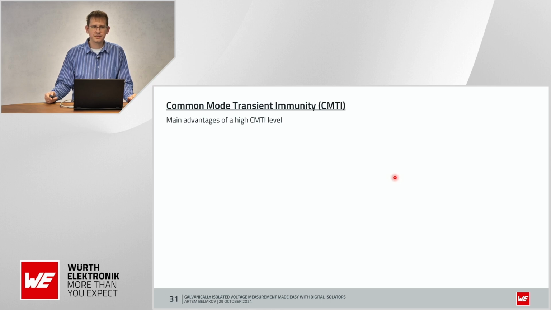Okay, and the last property, and I would say maybe one of the most important properties of digital isolators, is common mode transient immunity, or CMTI. This is a device's ability to withstand fast changes in voltage between its input and output grounds without errors.